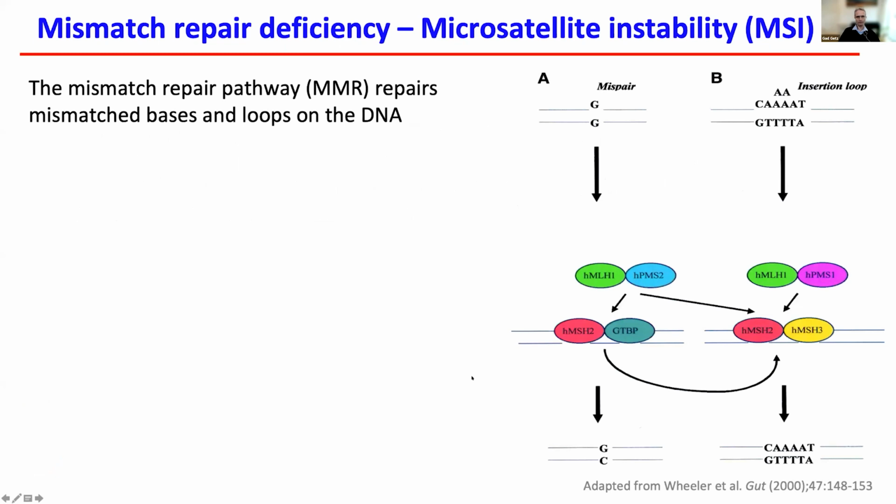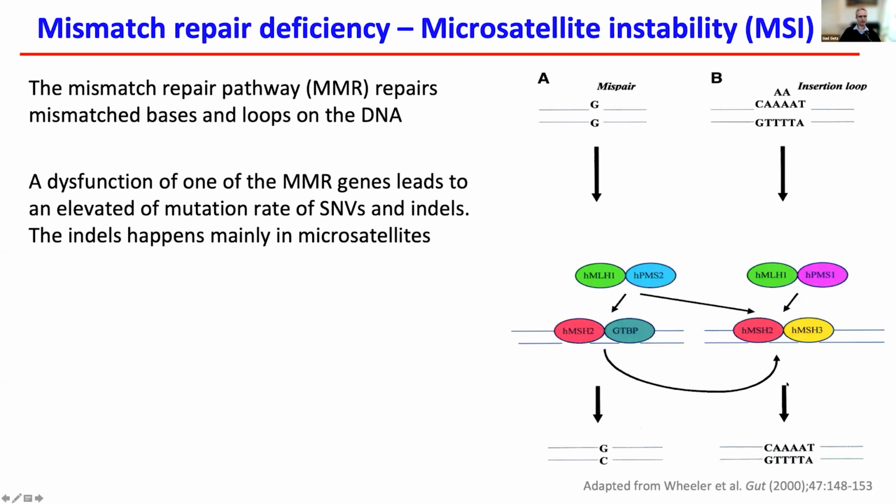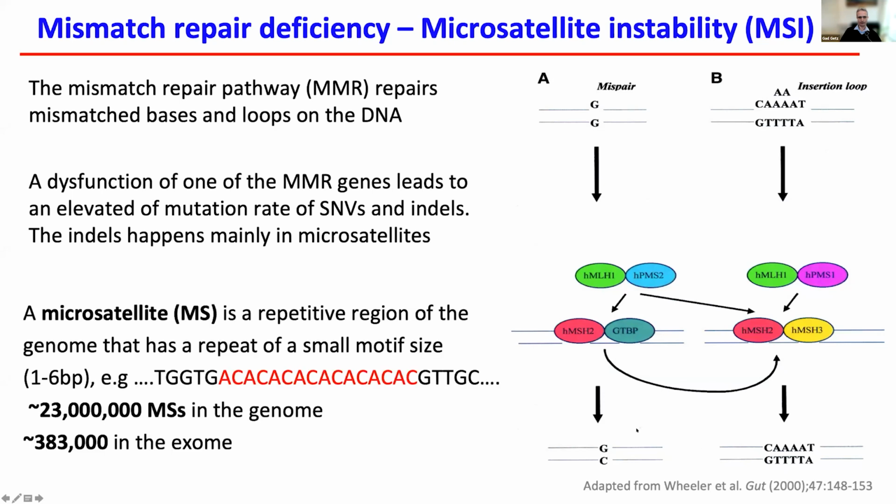As you all know, the mismatch repair pathway identifies mismatched bases, but also microsatellites where there are loops, and it could identify those loops and eventually repair both the bases and loops. So a dysfunction of one of these MMR genes leads to an elevated mutation rate of single base substitutions, or SNVs, and indels, and particularly indels in microsatellites.